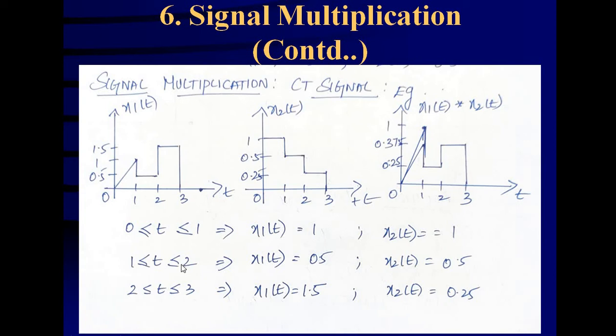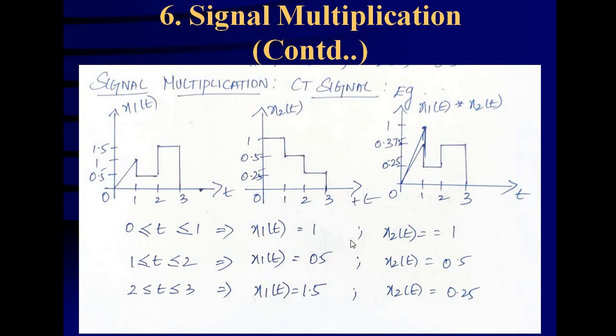Between the time interval 1 to 2, x1 of t value is 0.5, x2 of t value is 0.5. So I mark the same. Between the time interval 2 to 3, x1 of t value is 1.5 and x2 of t value is 0.25. After charting down these amplitude values, what we have to do next is multiply both amplitude values, get the answer and plot the signal and call it your output graph.